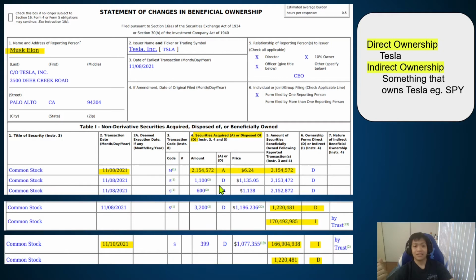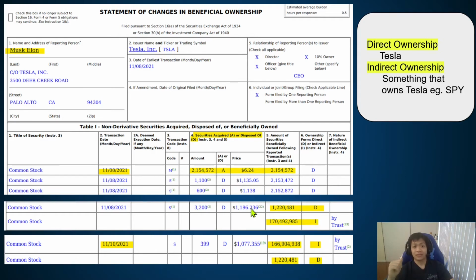And then after that, he started selling them. This isn't all of his sales, these are just a few of his sales. But at the end of the day on November 8th, he went from 2,154,572 direct shares to 1,222,481 direct shares. So he sold them for these prices right here. He made quite a profit. Like in just one day, he bought Tesla shares for $6.24, and then he sold some of them for $1,135.05, and some for a little bit more, as you can see here.